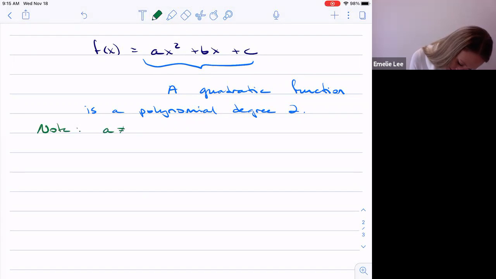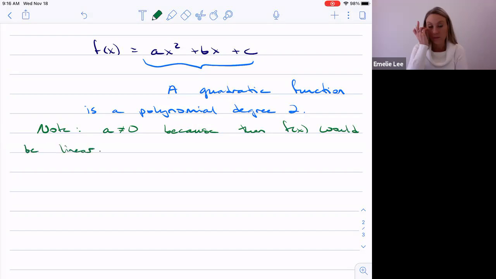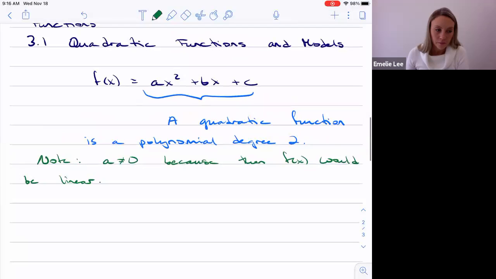Note that a cannot be 0, because then f of x would be linear, right? But b can be 0, and c could be 0 if we wanted to. As long as we have some sort of x squared term, then we have a quadratic function.